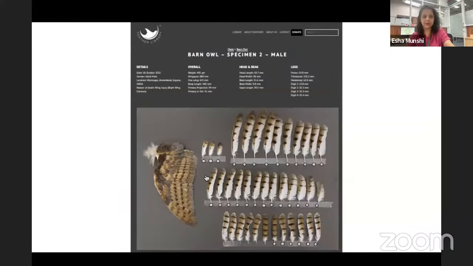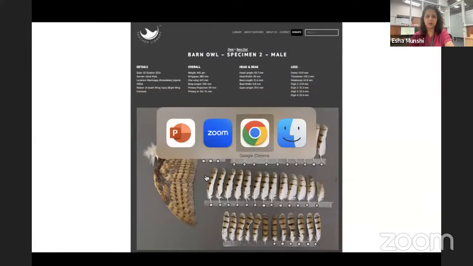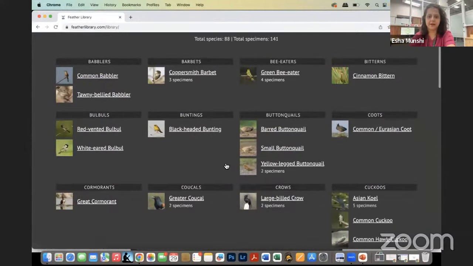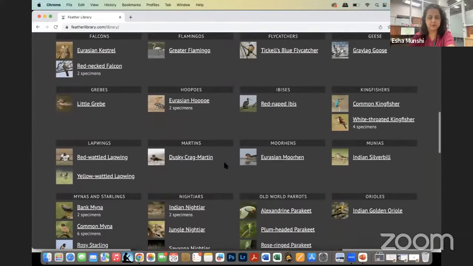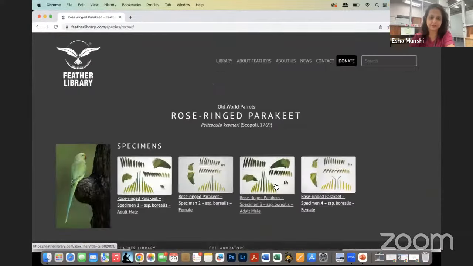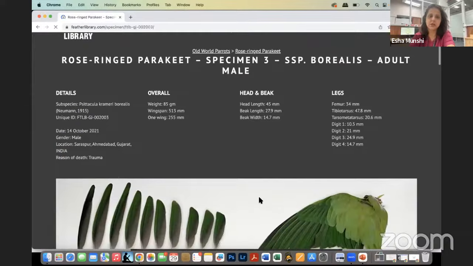I'll quickly walk you through the Feather Library website. If you go to featherlibrary.com, that's a very simple name, you can open any specimen. Let's see, the rose-ringed parakeet, which we saw, was something like this.